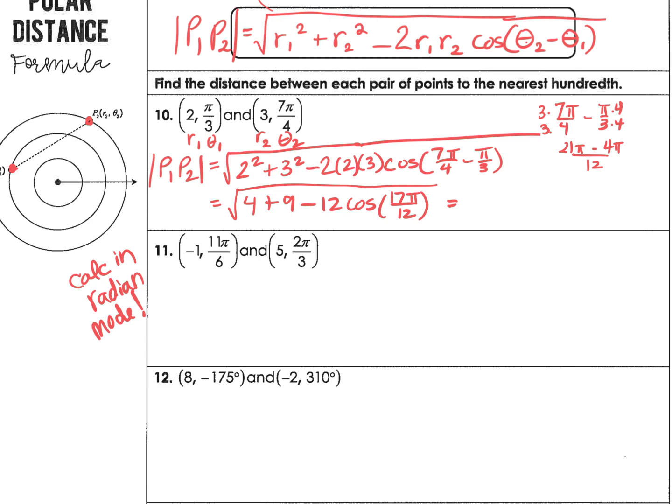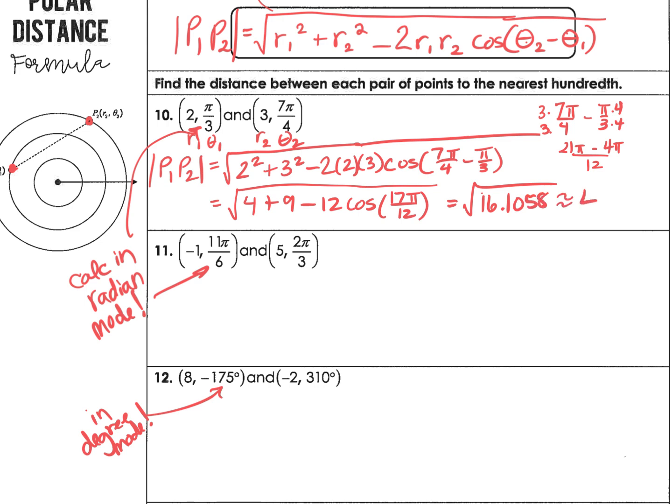Okay? If you're here or you're dealing with this. Now, if it's here like this, then it's in degree mode. And then it's just a calculator problem. You should get the square root of approximately 16.1058, which is about 4.01.